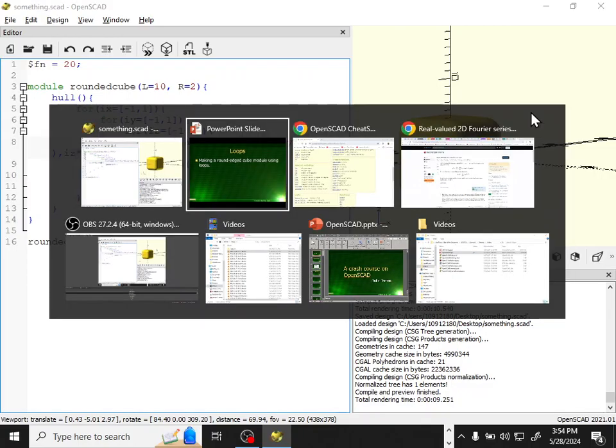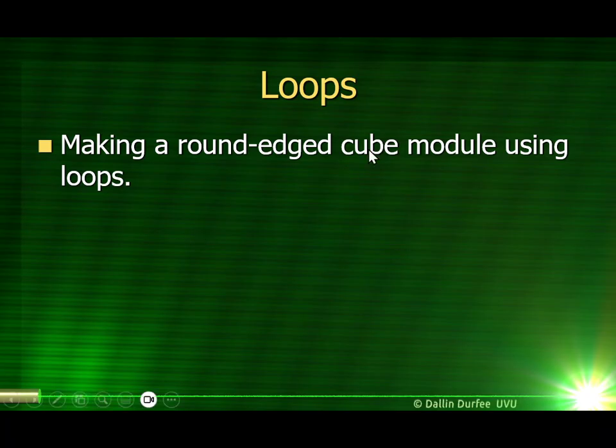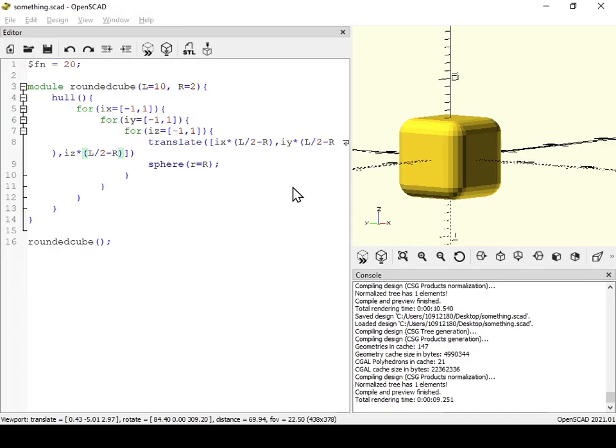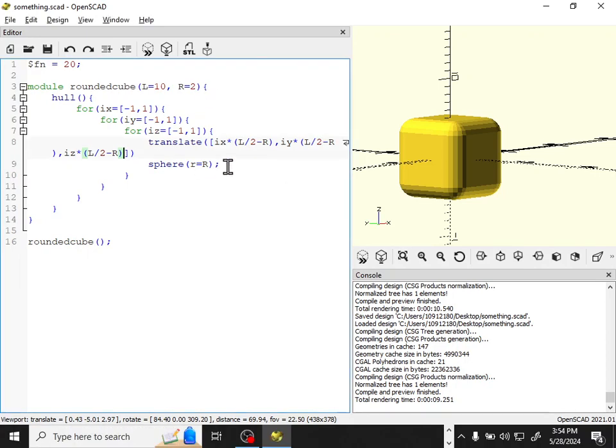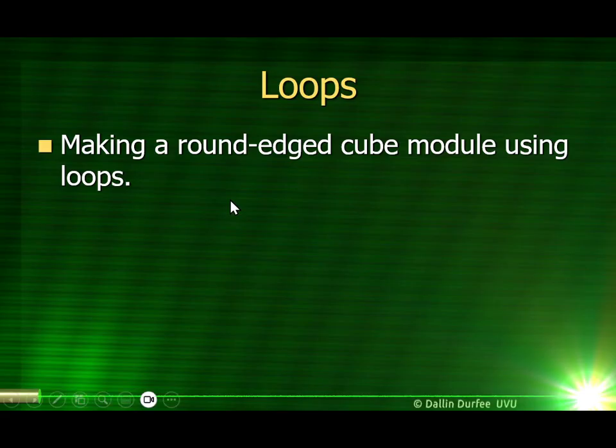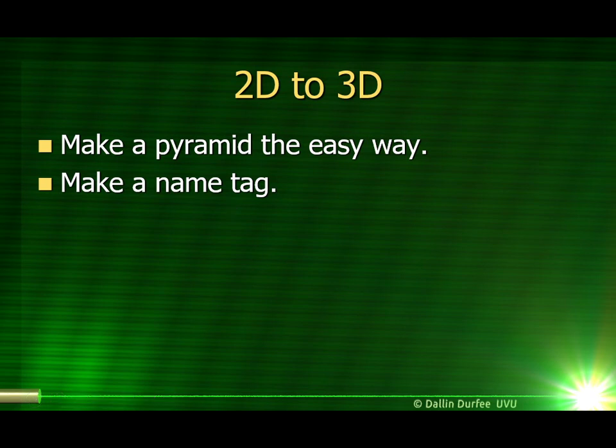So I have now made a round edge cube module that uses loops, so I don't have to make 8 different sphere statements. All right? Okay, now let's talk about some of the two-dimensional shapes that are available in OpenSCAD.